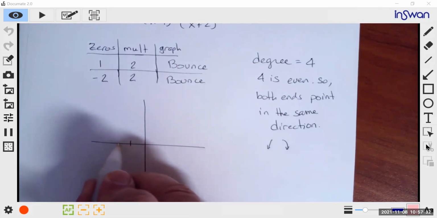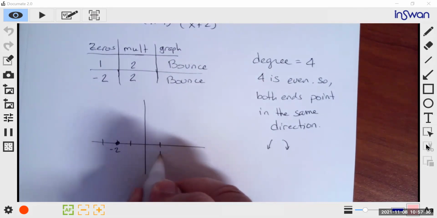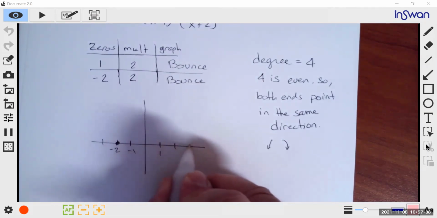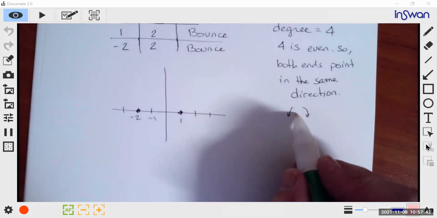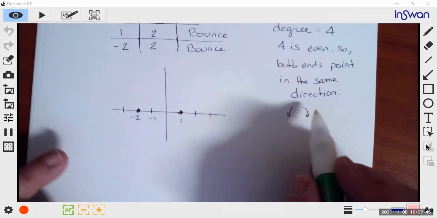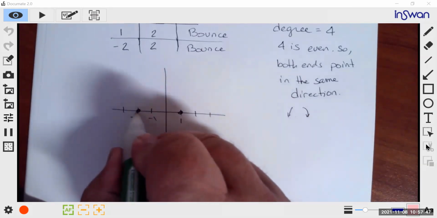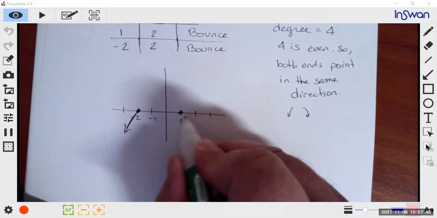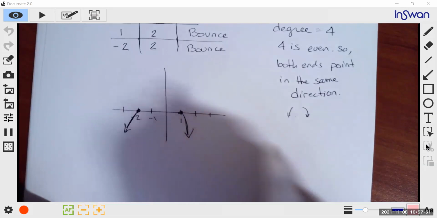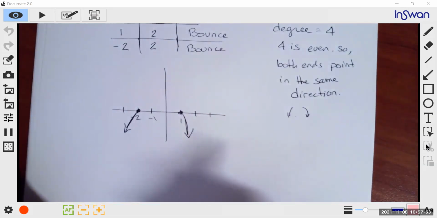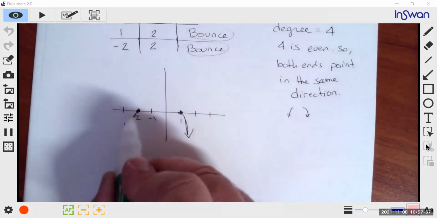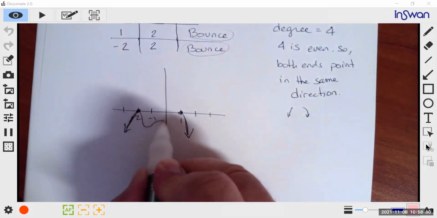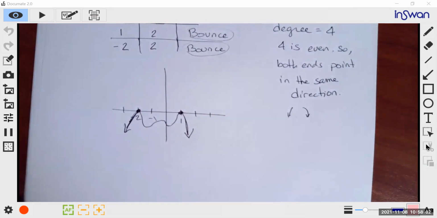So at -2, we have a dot, and at 1, we have a dot. So from the dots, both ends point down. And at those points, it bounces.